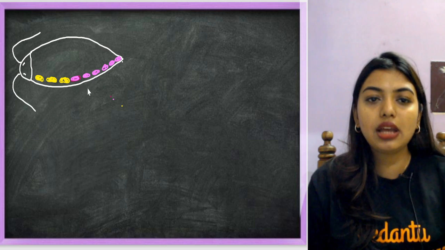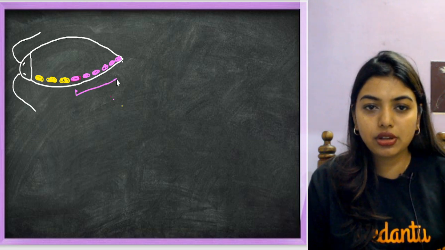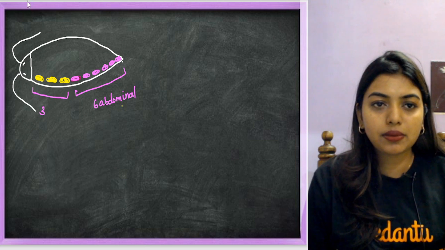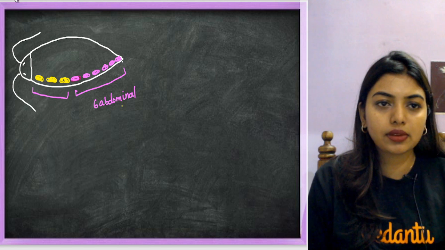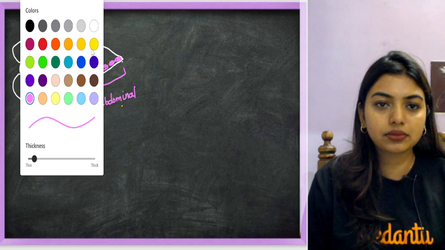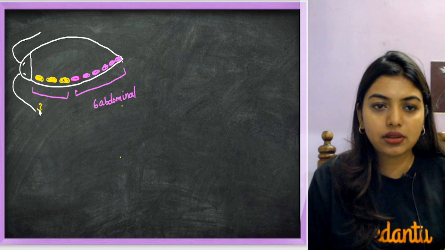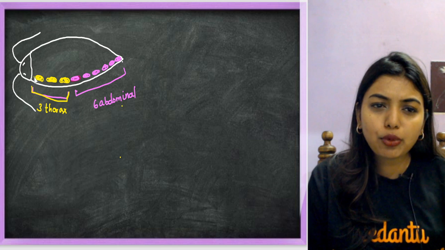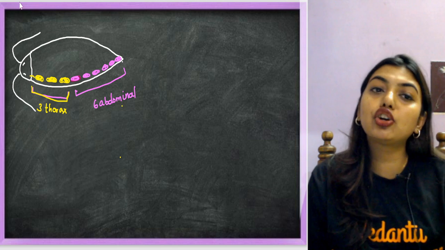Six of them in the abdomen region. So here we have 6 in the abdominal region. And 3 in the thorax region. Got it? 3 in the thorax region. Got it? Now they're telling a very little portion is extended towards the head, because of which the head is going to be able to survive.